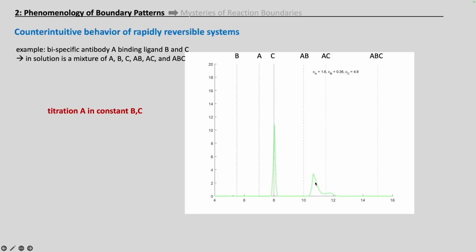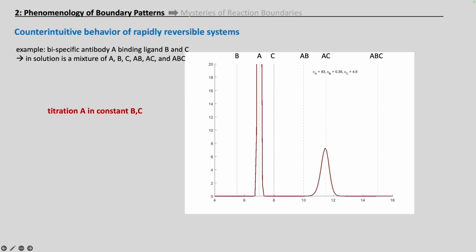And that is weird, because having more A will certainly allow more complex to form. After all, this is the binding partner for both B and C. Yet the system here sediments slower. This keeps going until this point here where the boundary seems to split. And the boundary for free C seems to get very small, and our fastest boundary changes course as we add more A, and it increases now with concentration.